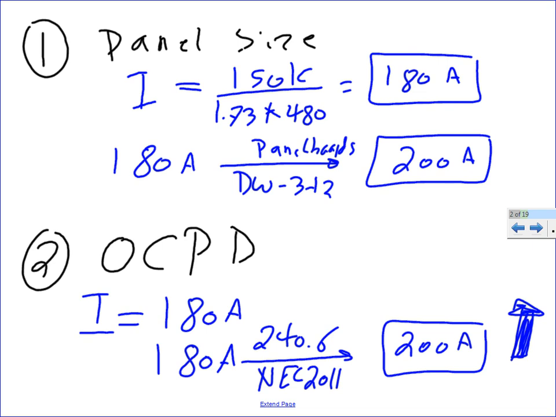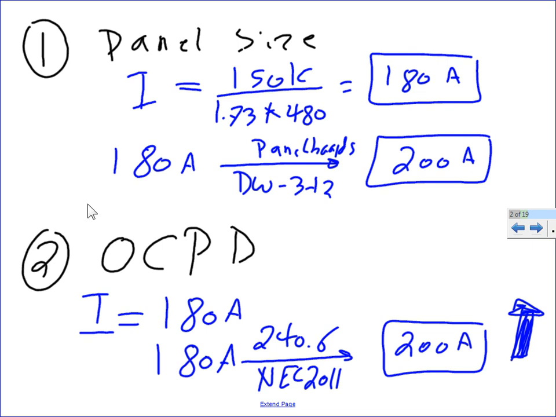So this is my panel. Can my breaker be smaller than the panel? Absolutely. I have a 200 amp panel. I can put a 15 amp circuit breaker to protect it, which is kind of ridiculous. Or a 50 amp, or 100 amp, or 150 amp, or 175 amps, all the way up to 200 amp.